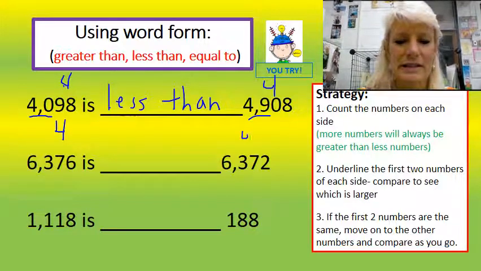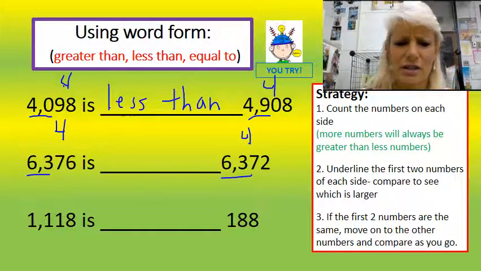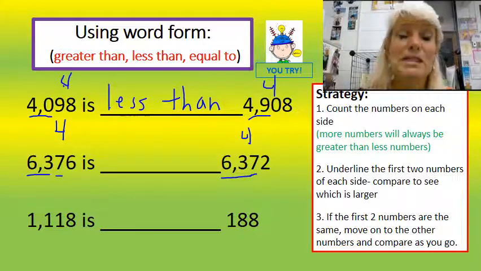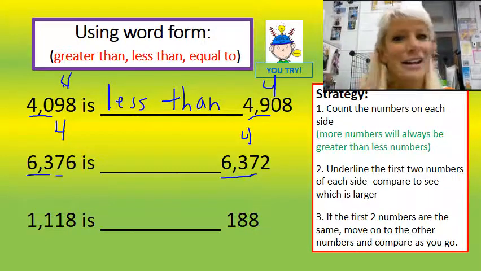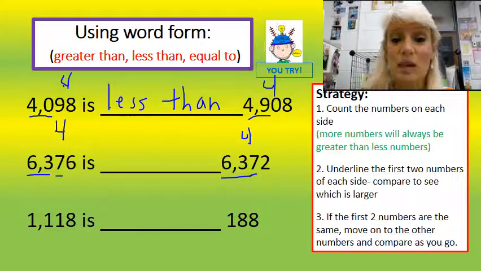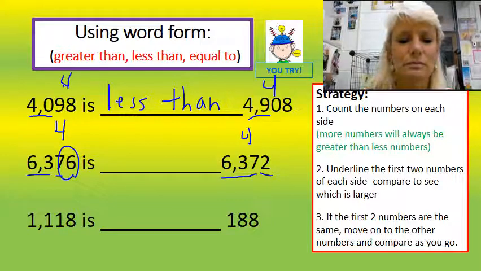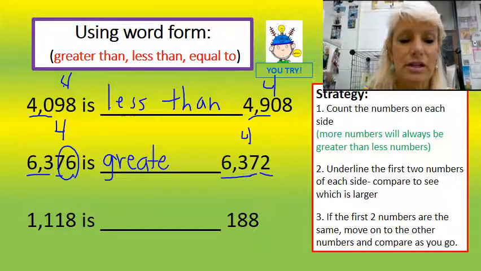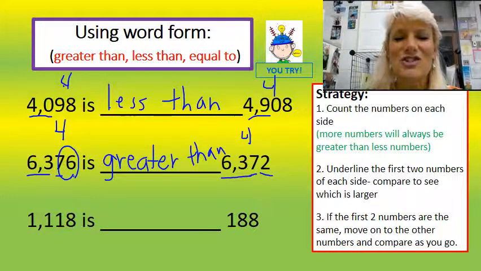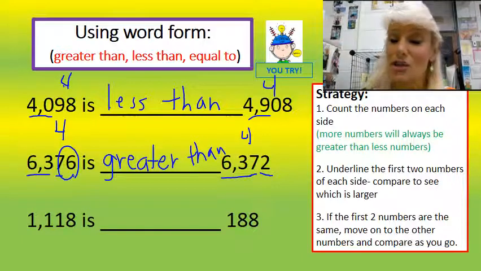So I'm going to that second strategy, which means 63 and 63. Oh, I need to go to the next one. This has 7 in the tens. This has 7 in the tens. It must be equal, huh? Haha. Don't get tricked. Check the ones place as well. This is 6 and this is 2. 6 is greater than 2, which means that 6,376 is greater than 6,372.